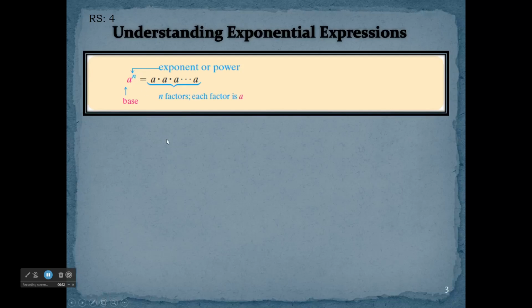Now that probably doesn't make a whole lot of sense, so consider this. What you see on the screen is 2 to the power of 5, or 2 to the 5th power. This is not 2 times 5 is 10. 2 is the base, 5 is the exponent.